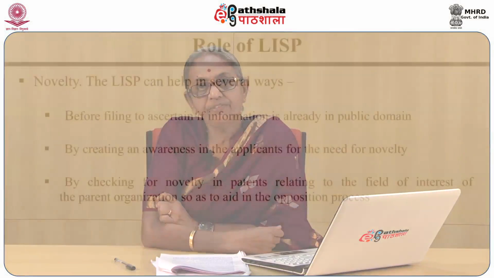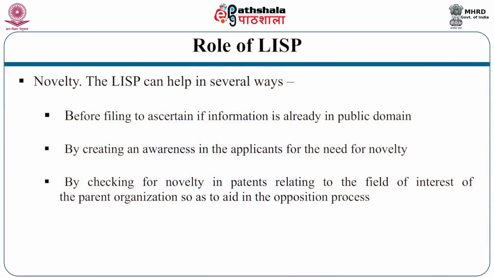Now let us look at the role of information personnel vis-a-vis patents. Novelty means that information should not have been published elsewhere, there should have been no oral description or demonstration, or it should not be traditional knowledge. So the library and information science personnel can help the patentee in two ways. First, in creating an awareness of the need for novelty so that their patents are not rejected. Second, in searching for novelty, in searching for information which will negate novelty.